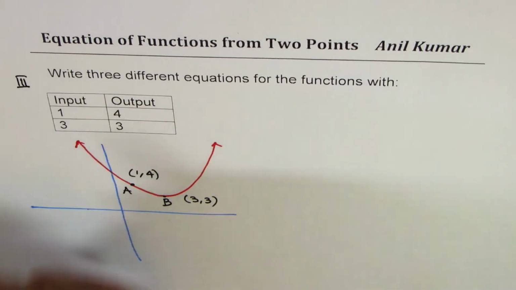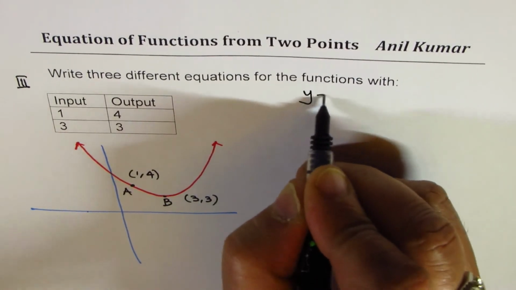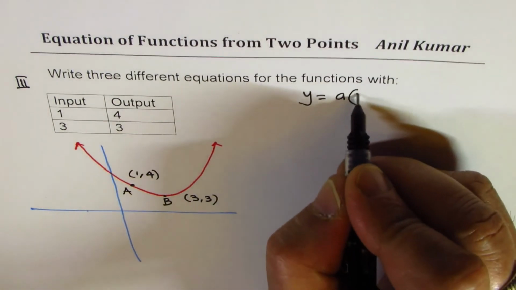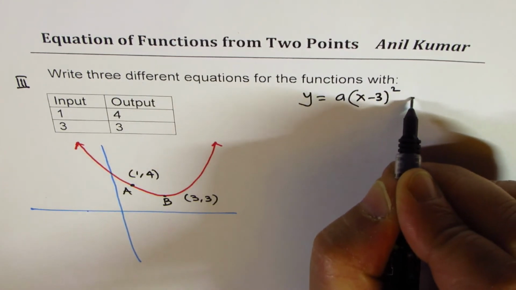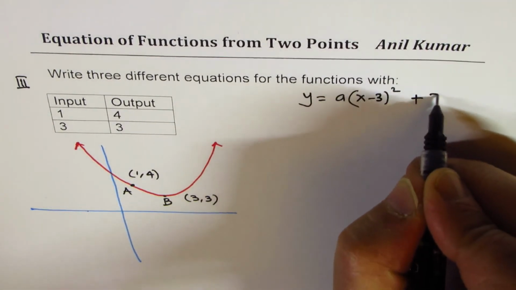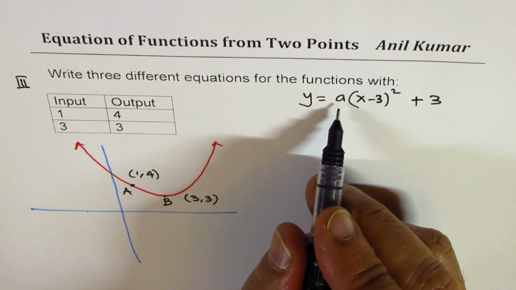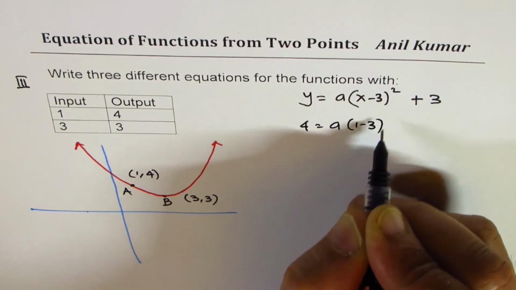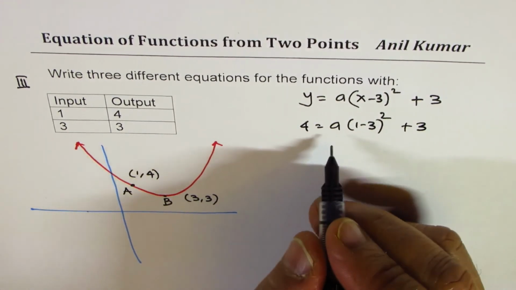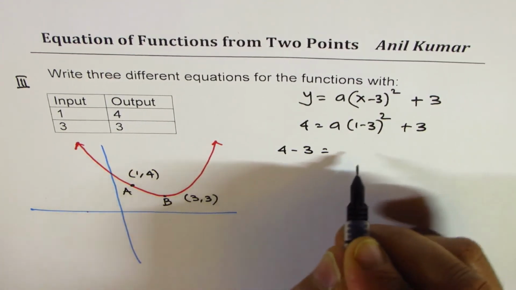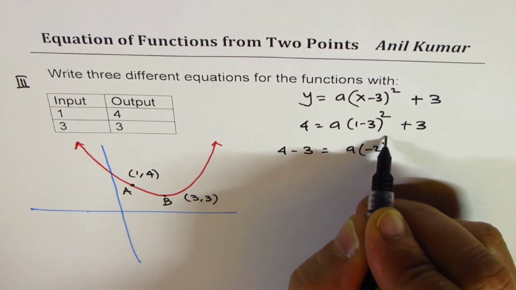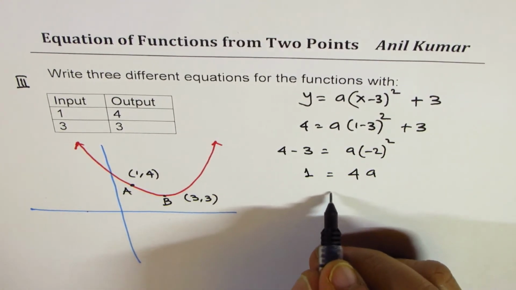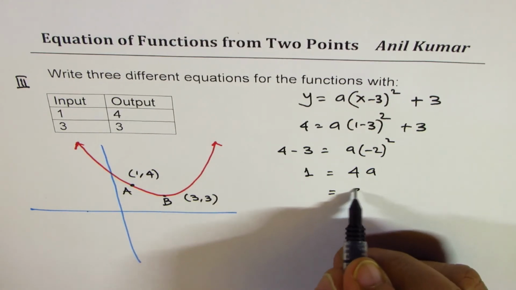So the third equation. In this case again we'll begin with y equals A. Since we are turning from 3, it is x minus 3 whole square, and that point y is plus 3. To get the value of A, we'll use 1 and 4. So 4 equals A times 1 minus 3 whole square plus 3, which gives us 4 minus 3 equals A times minus 2 whole square, which is again 4 on the right side, and this one is positive 1 this time, right? It opens upwards, makes sense.